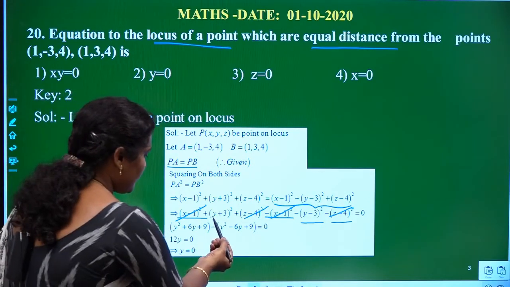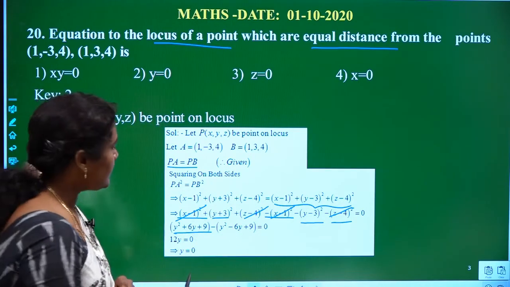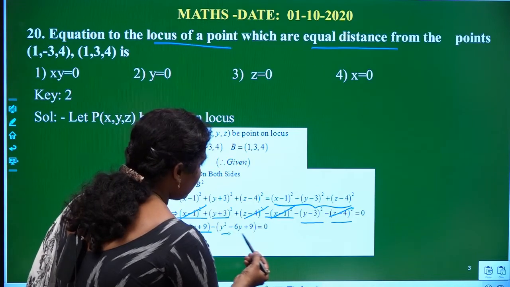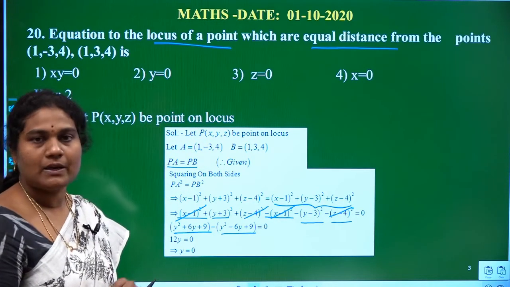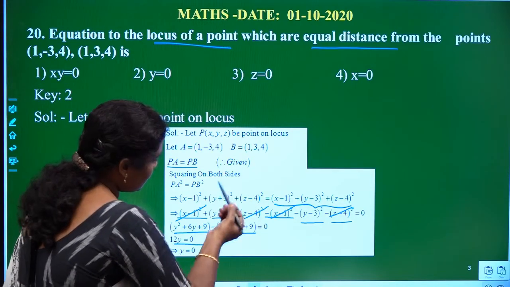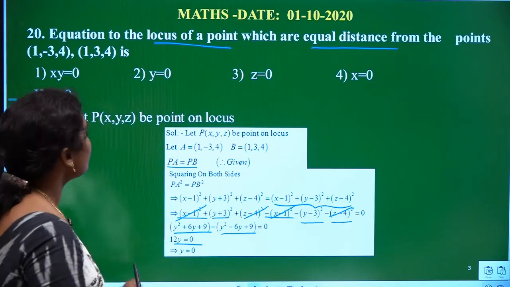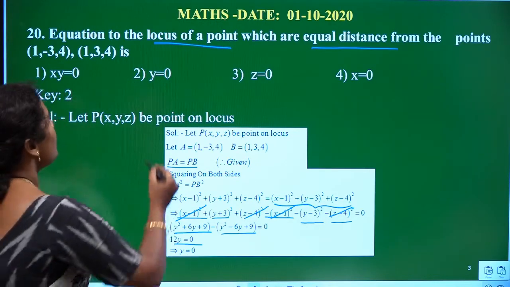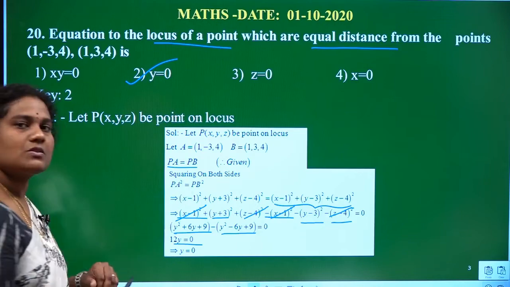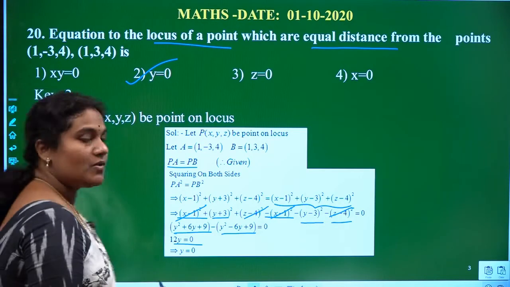So, we get y square plus 6y plus 9, and here we get minus of y square minus 6y plus 9. Now, by simplifying, we get 12y is equals to 0. So, directly we can write that y is equals to 0. So, in our given options, y is equals to 0 is the correct one. So, we have to go with key 2. We move on to the next question.